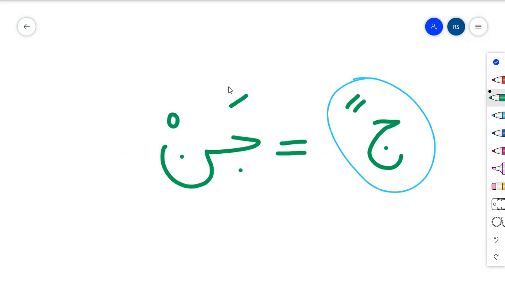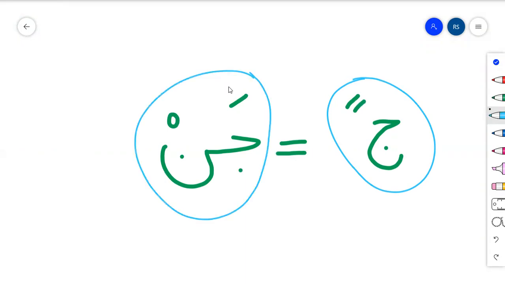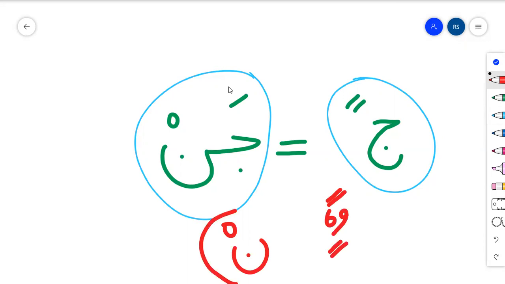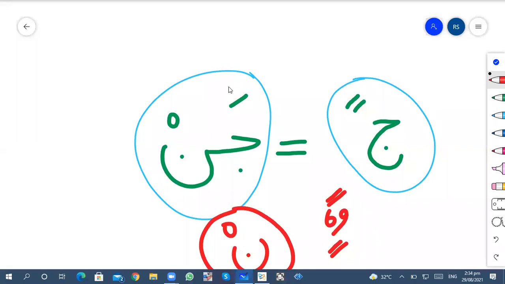In real, we have this thing. Instead of writing noon sukoon, we just use tanween. Sometimes it is fathatain, sometimes it is dammatain, sometimes it is kasratain. So noon sukoon is the short form of this thing, okay?